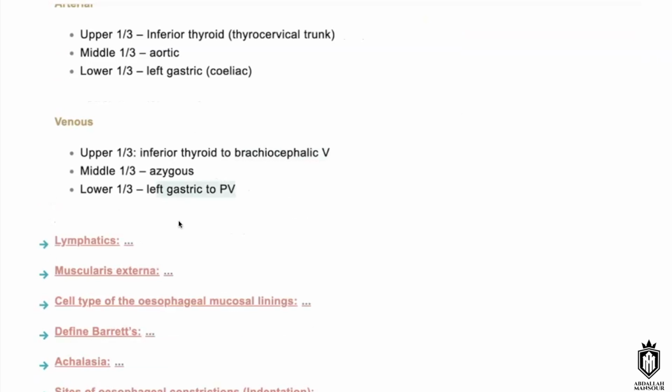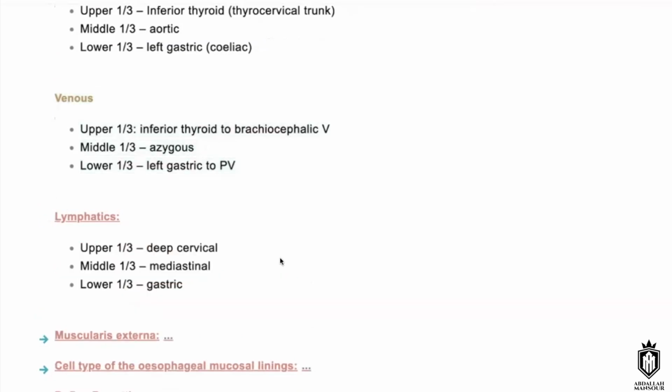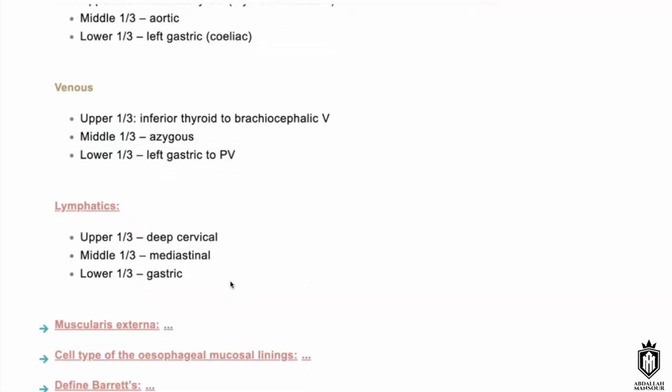Okay, what is the lymphatic drainage of the esophagus? I don't think I can remember. That's fine. So lymphatics will be upper third, deep cervical lymph nodes, and middle third to the mediastinal lymph nodes, and the lower third will be the gastric lymph nodes.